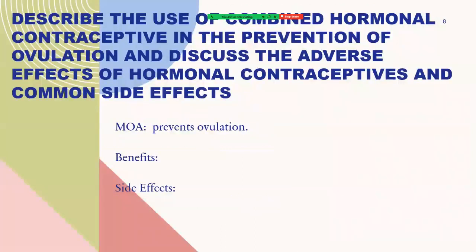All right, the next one was to describe the use of combined hormonal contraceptives and the prevention of ovulation, and discuss the adverse effects of hormonal contraceptives and common side effects. So mechanism of action, let's start with that. It really works by preventing ovulation primarily.